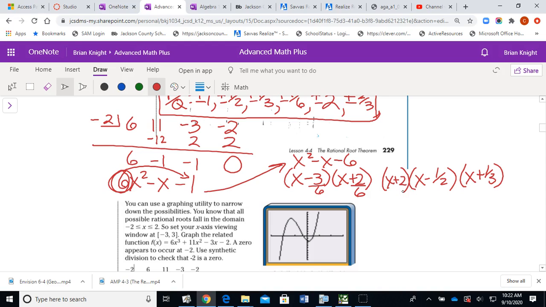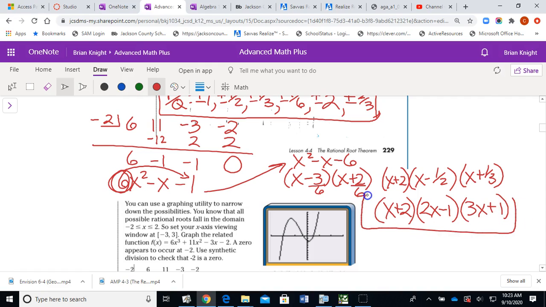Now, since they asked for the factors, we talked about this yesterday. They didn't ask for the solutions, they asked for what? The factors. So I don't need to leave these as fractions. What do I do with the bottom numbers? Where do I move them? You just put them in front of the x. So my final answer is x plus 2 times 2x minus 1 times 3x plus 1.